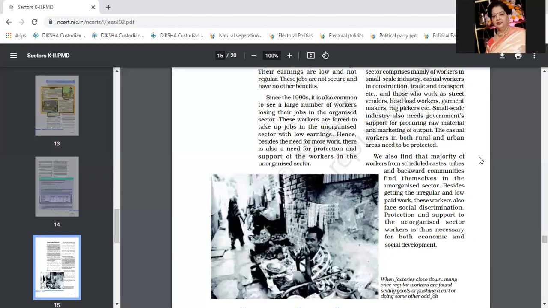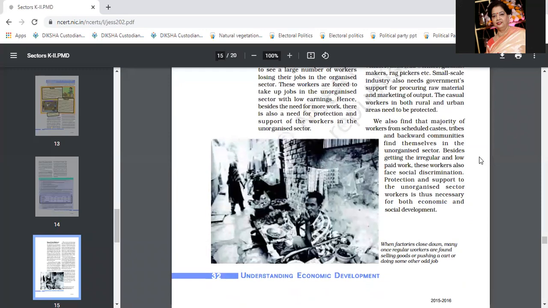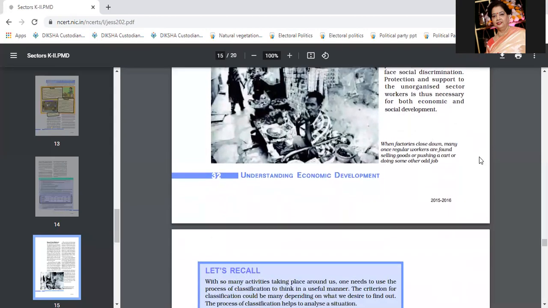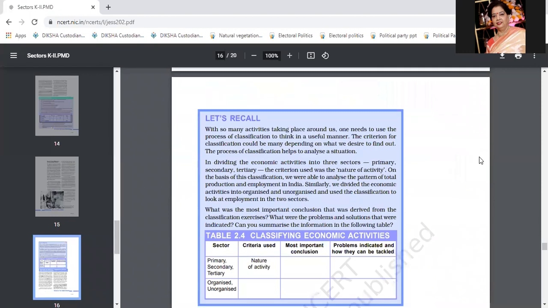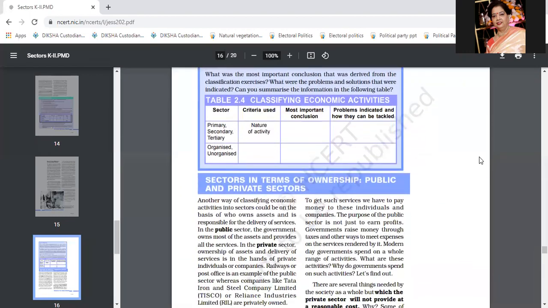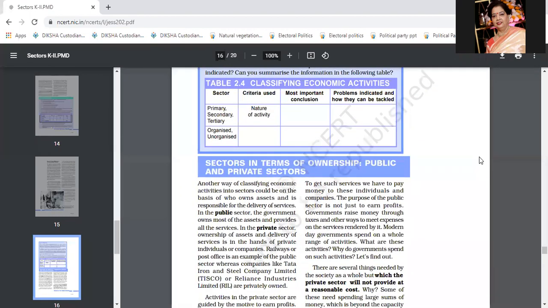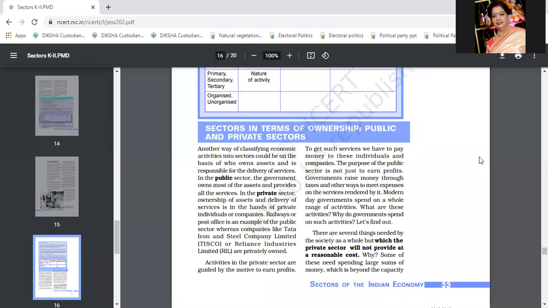So when we are talking about the protection of the lower classes, that is the economically backward section, not only economically, they are also socially backward. So this is a topic, and if you look in your NCERT, there are some other case studies also there, which you will read yourself.